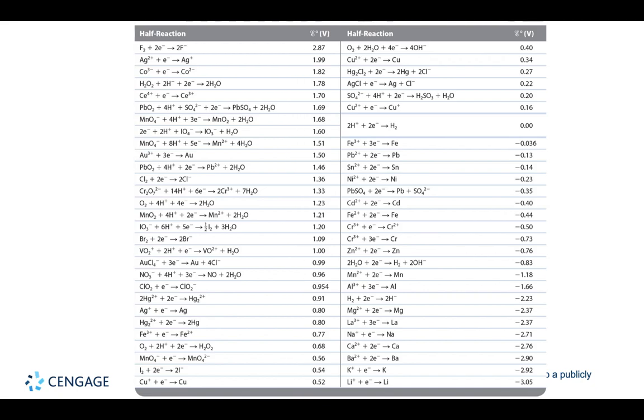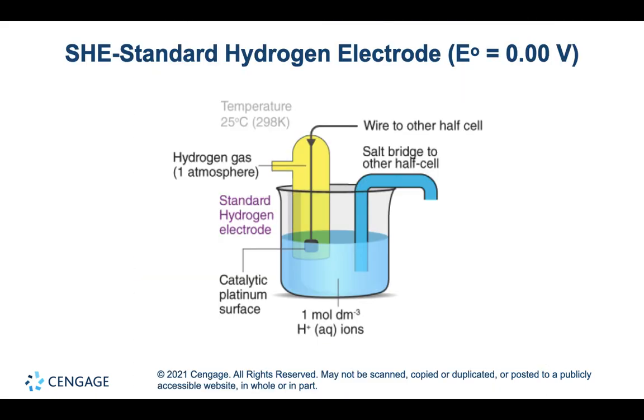So it's the one that's got a little more space. It's over on the right side about 5 or 6 down. 2H plus 2 electrons yields H2 is the half reaction that is assigned a 0 value. So they've chosen the hydrogen ion turning into H2 to be the 0 on the scale. This is what it would look like.